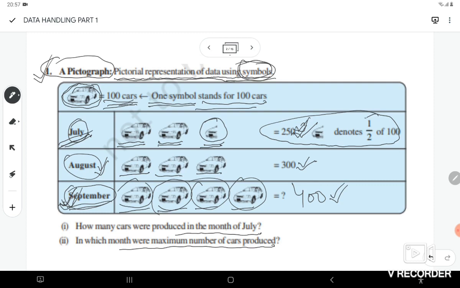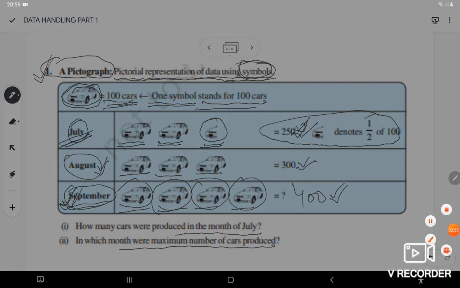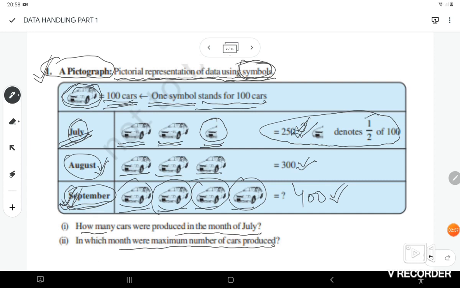Now let's see the different types of questions which we are going to encounter. It says how many cars were produced in the month of July. You can clearly see that 250 cars were produced in July. The next question says, in which month was the maximum number of cars produced? Based upon the pictorial representation, we can clearly see that in September, that is 400 cars, the maximum cars were produced.